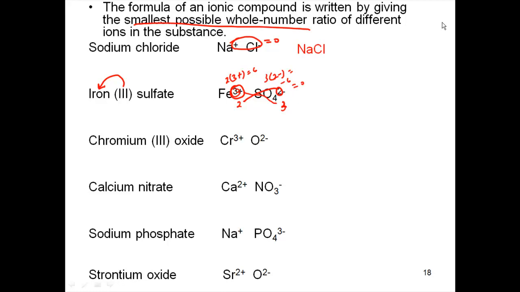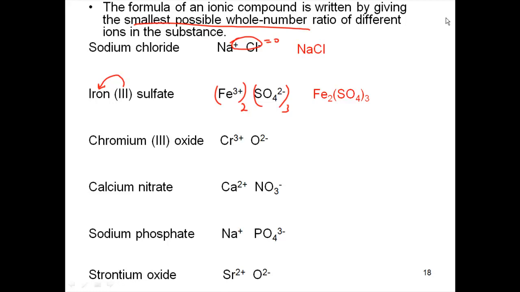Okay? So basically, I'm trying to get this to balance out, so I'm going to say I need 2 iron 3s and 3 of the sulfates, which means my formula is Fe subscript 2, open parentheses SO4, close parentheses subscript 3. That gives me 3 sulfates at minus 2, total of minus 6, 2 iron 3s, that's plus 6, add that up, that's 0. Okay, you need to balance it out.